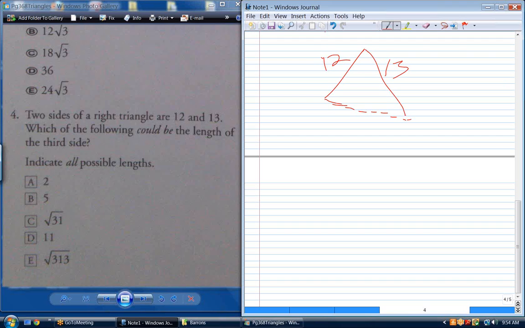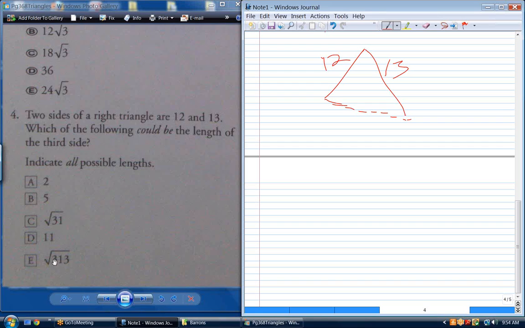Could it be 2? Yes. Okay. Could it be 5? Yes. Could it be square root of 31? Yes. Could it be 11? Yes. Could it be square root of 313? My guess would be no.